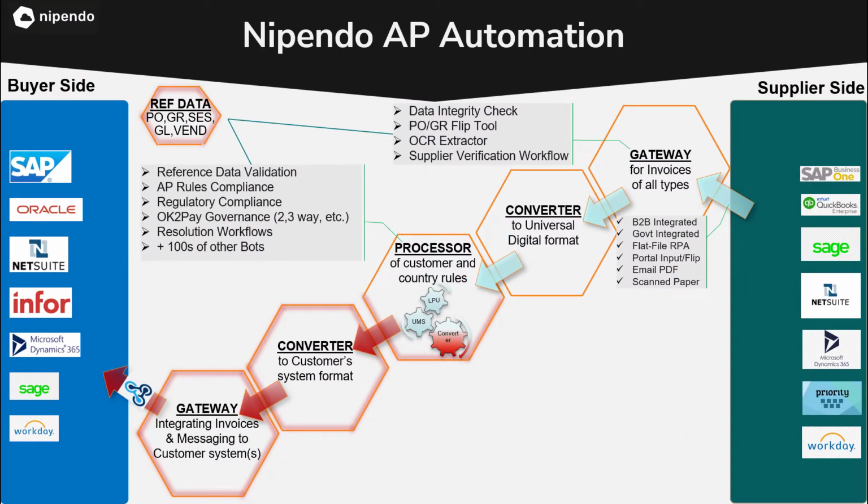Okay, so what we're going to do is reacquaint ourselves with the Nipendo APAutomation landscape, how we look at transforming things coming from suppliers into invoices that can be acted upon by buyers. And we're going to look this time around at services invoices.